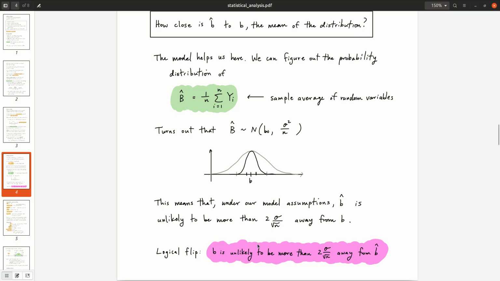So the logical flip here is that we could take this statement and say that the true value of the parameter is unlikely to be more than 2 sigma over square root n away from the thing we get to see, which is our estimate of the parameter b hat.